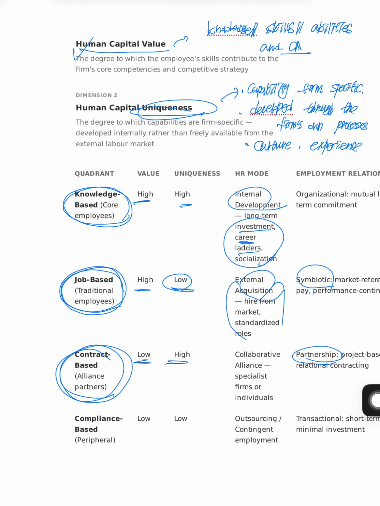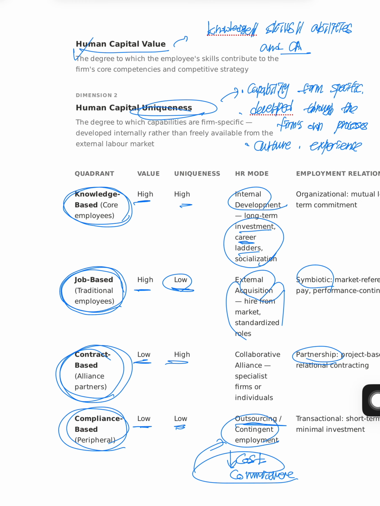And the last one is compliance-based. The value is low, uniqueness is low. So outsourcing or contingent employment, to minimize cost and commitment. So the relationship is transactional, short-term, market-based, with minimal investment as well.